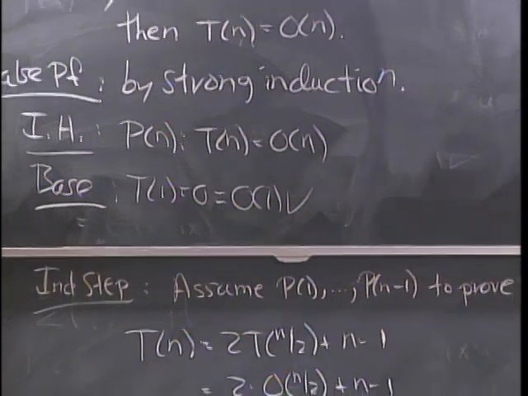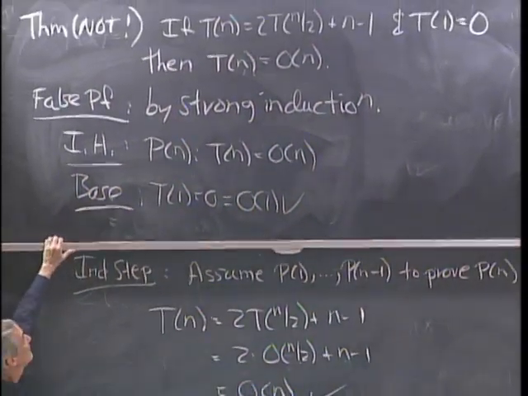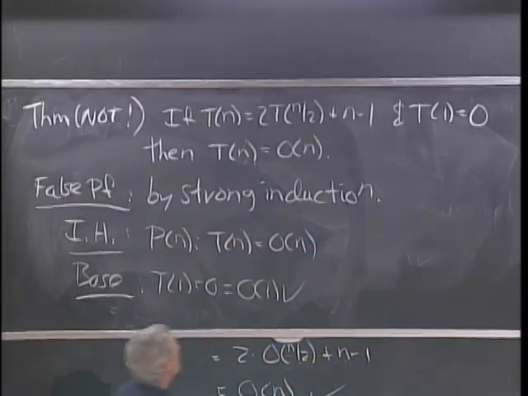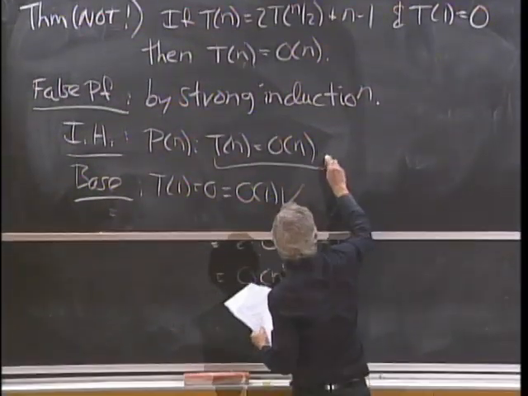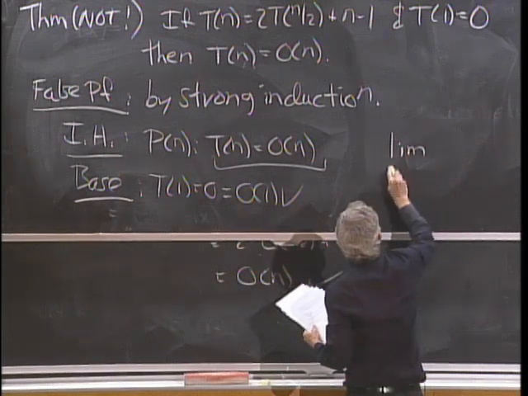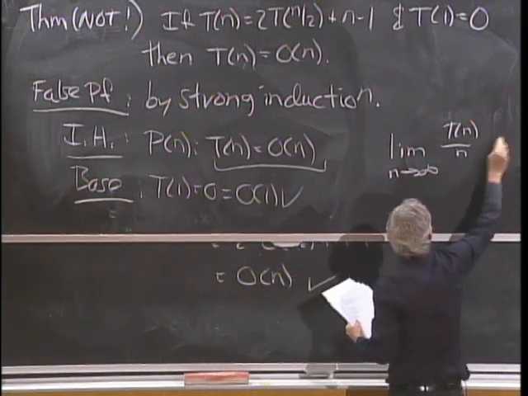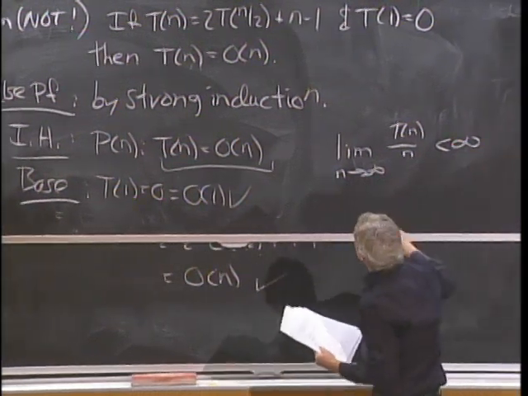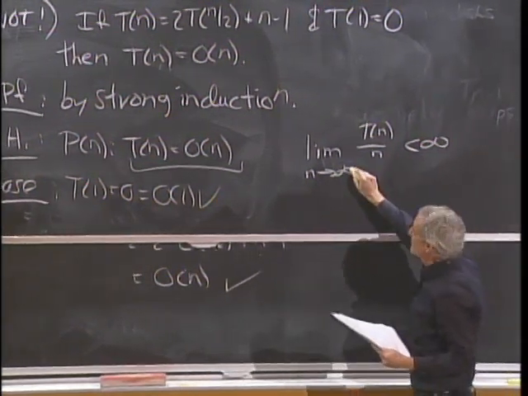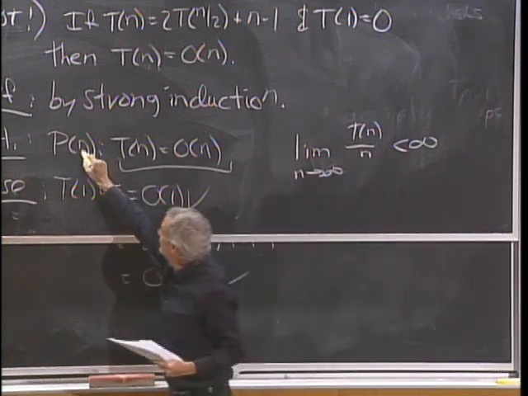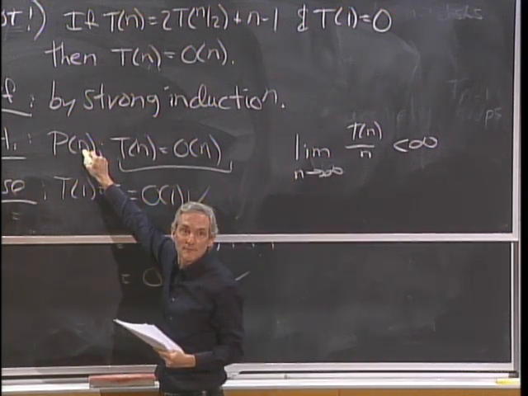Right, the n from the predicate cannot be in the O of n. Right, because remember, O of n means, this statement here by itself means the limit as n goes to infinity of T of n over n is less than infinity. Okay, but the limit makes no sense if I've specified n in a predicate.